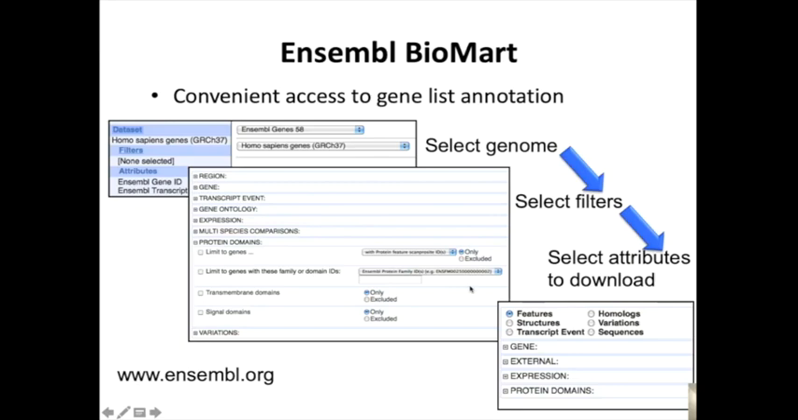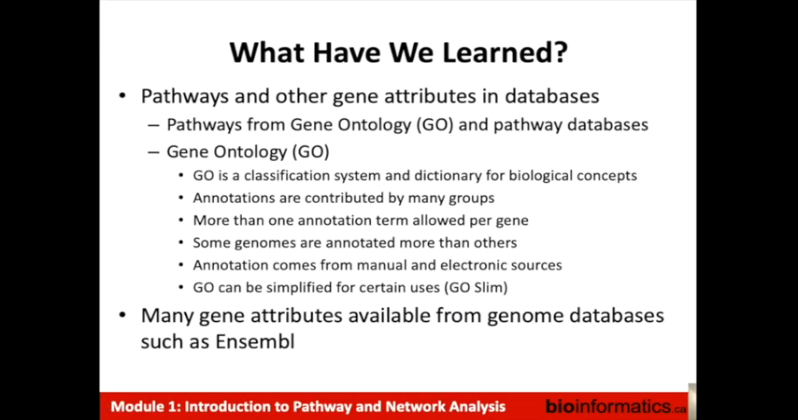That's Ensembl Biomart. So what have we learned? Pathways and other gene attributes in databases exist, and there are many different types. We can get pathway information from gene ontology and pathway databases. Gene ontology is a classification system and dictionary for biological concepts. There are many types of annotations contributed by different groups. We can allow more than one annotation term per gene. Some genomes are annotated better than others. Annotation comes from manual and electronic sources, and gene ontology can be simplified for certain uses using GOSlim. And many other gene attributes are available from genome databases like Ensembl.